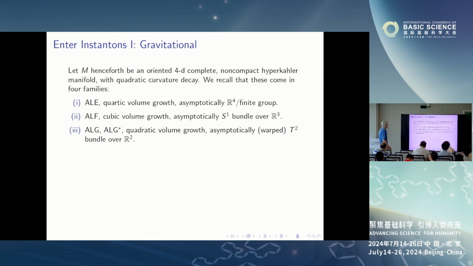Next, for completeness, I'll add the two collections I won't talk about. They're the ALG and ALG star instantons, and now those I don't think stand for anything. People just liked E and F. They figured G came next. They have quadratic volume growth, and they're asymptotically warped T2 bundles over R2. Their quotients are the same. And finally, ALH and ALH star are gravitational instantons with subquadratic volume growth.